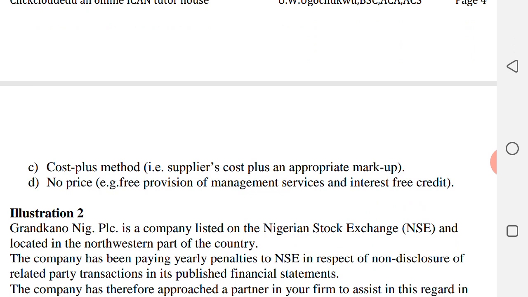Sometimes they use no price. They will not use price at all. They just transact goods without quoting any price. So this also forms part of the pricing methods used in related party transactions.